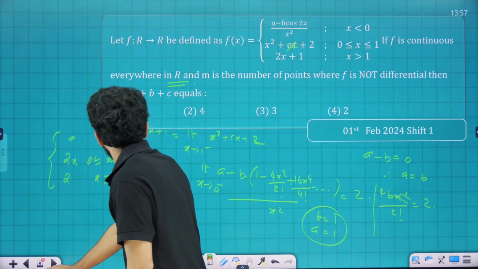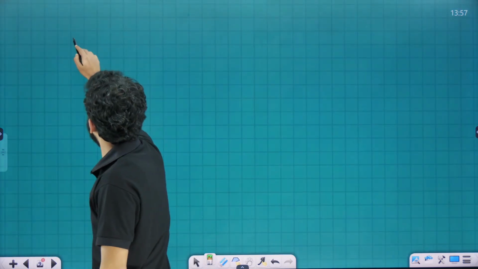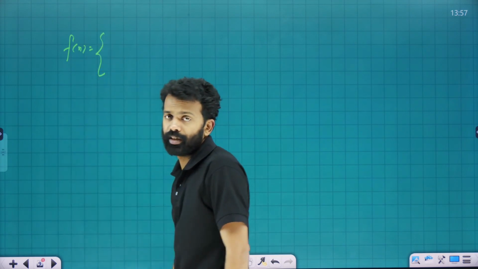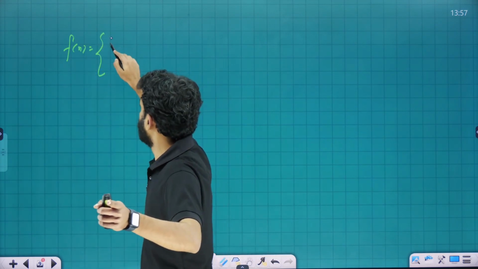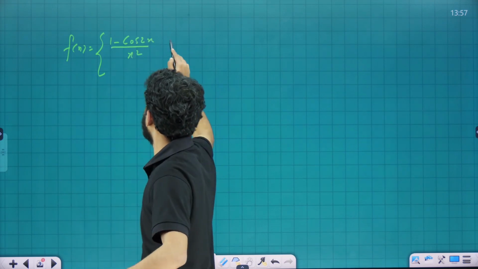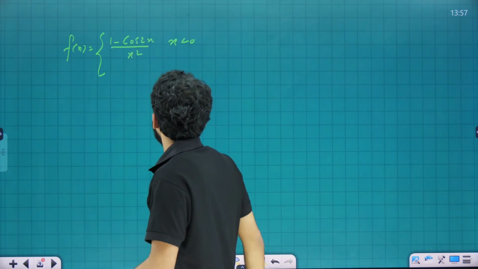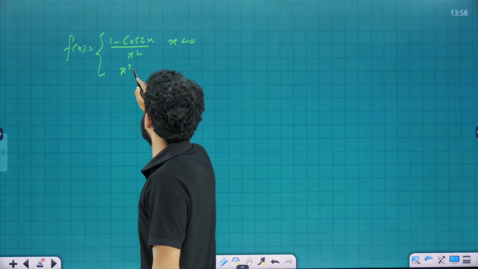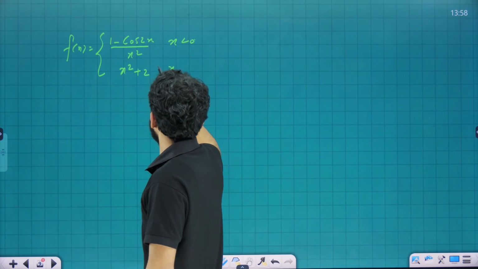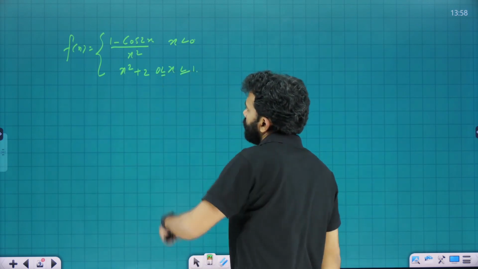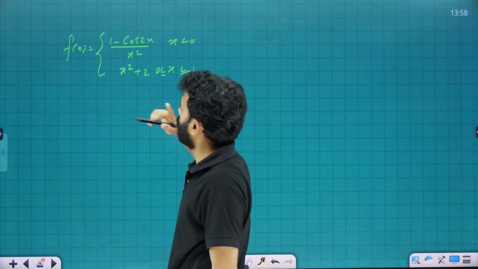That is f(x) = a − b cos 2x, and what is a − b? 1. That is (1 − cos 2x) divided by x² when x < 0, and x² + 2 when 0 ≤ x ≤ 1, right? So if you differentiate this part, you will get 2x. We have already discussed that.